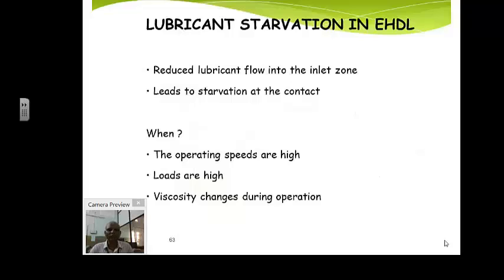A reduced lubricant flow into the inlet zone causes lubricant starvation, and it will lead to the failure of the bearing. It operates when the speeds are high as well as when the loads are high, and sometimes due to temperature changes the viscosity changes, and hence load carrying capacity will reduce and it will finally lead to the failure of the bearing.